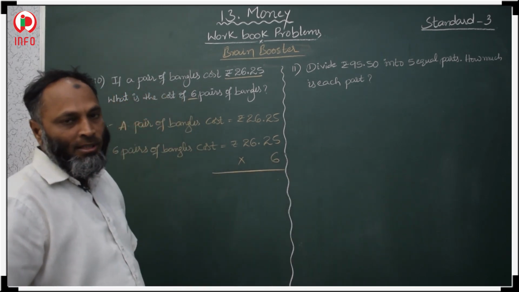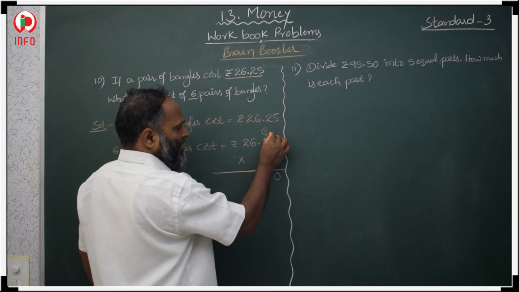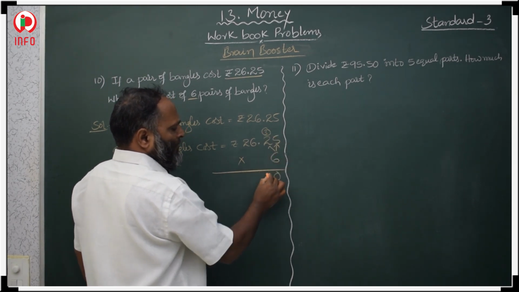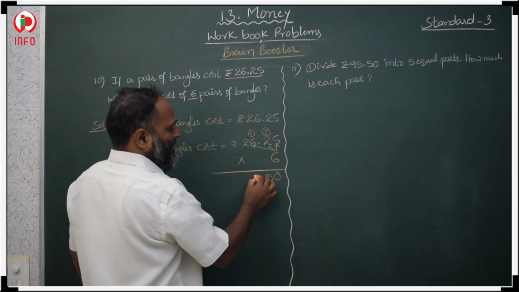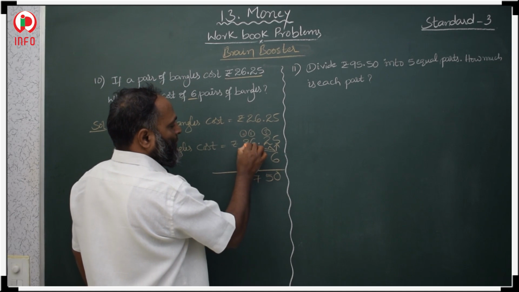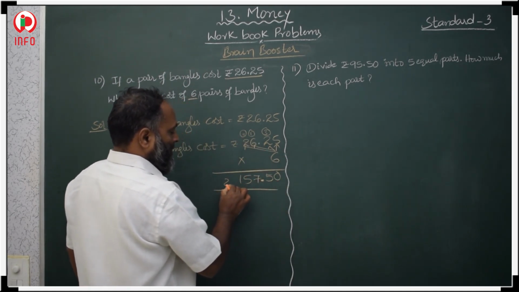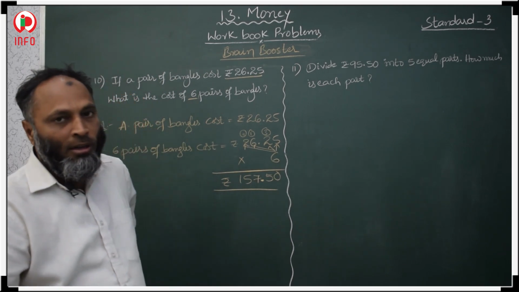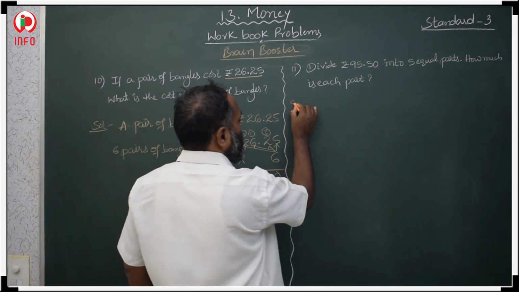Then multiply with 6. 6 with 5. 6 5s are 30 and 3 here. 6 2s are 12, 13, 14, 15. 15, 5 here and 1 here. 6 6s are 36 plus 1, 37 and 3. 6 2s are 12, 13, 14, 15. 157 rupees 50 paisa. This is the amount, the amount for 6 pairs of bangles. Okay.